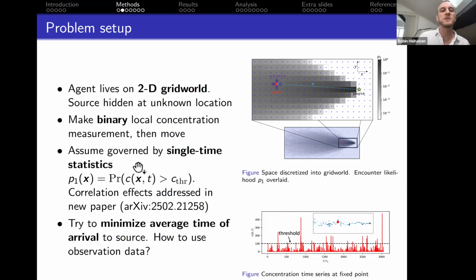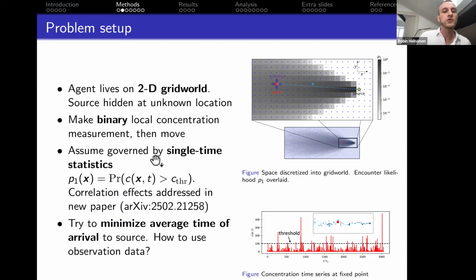We're going to assume that these measurements are governed by just a single time statistics and can be described by a single likelihood function, which we call P_1(x), where x is the position with respect to the source. And this simply gives the probability of the concentration instantaneously exceeding some predefined threshold. In particular, this means we're ignoring effects of correlations, although we've addressed these in a new paper, which in fact was just accepted to Physical Review Fluids yesterday.